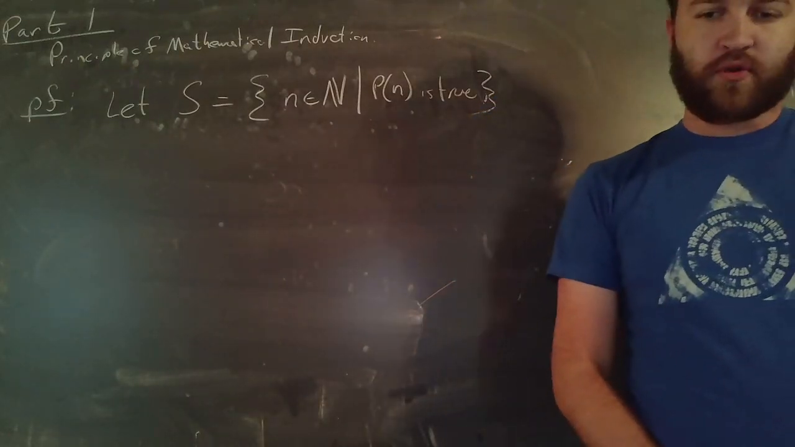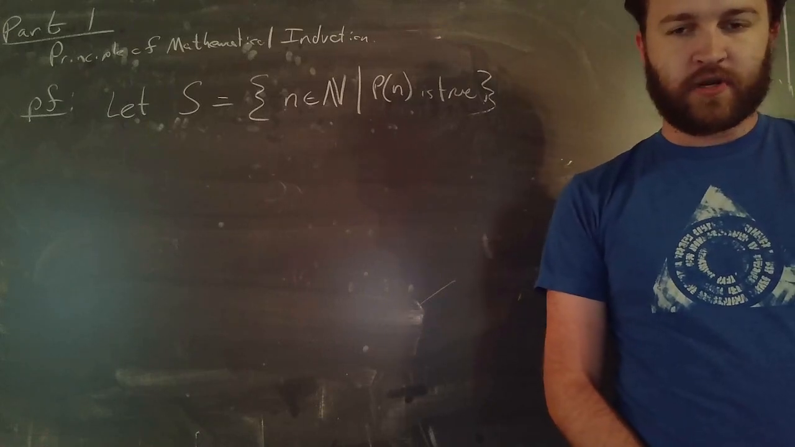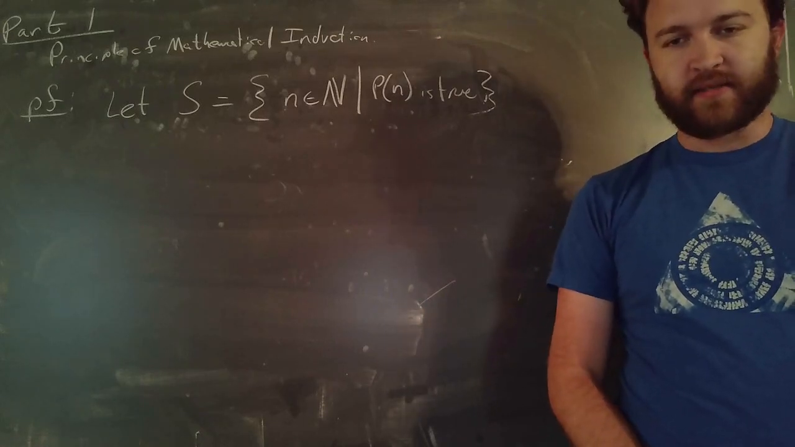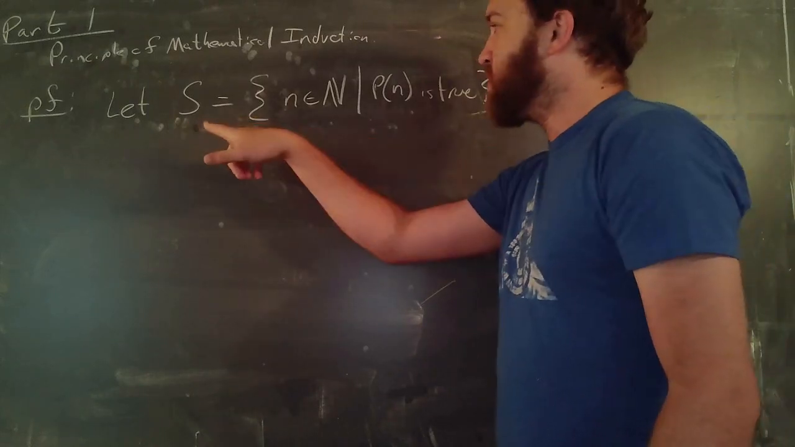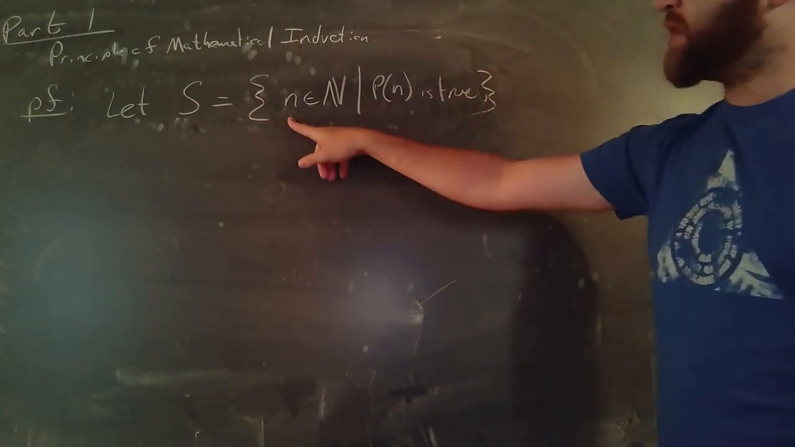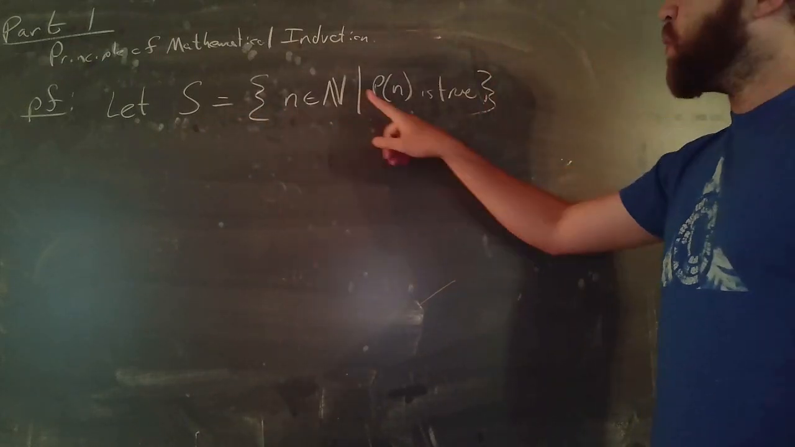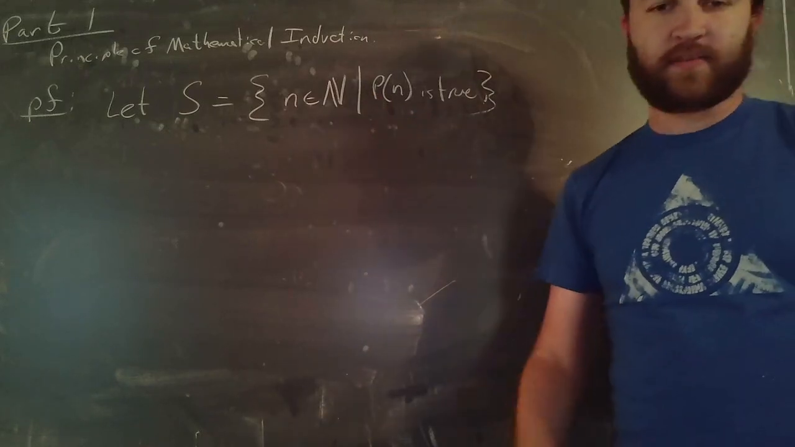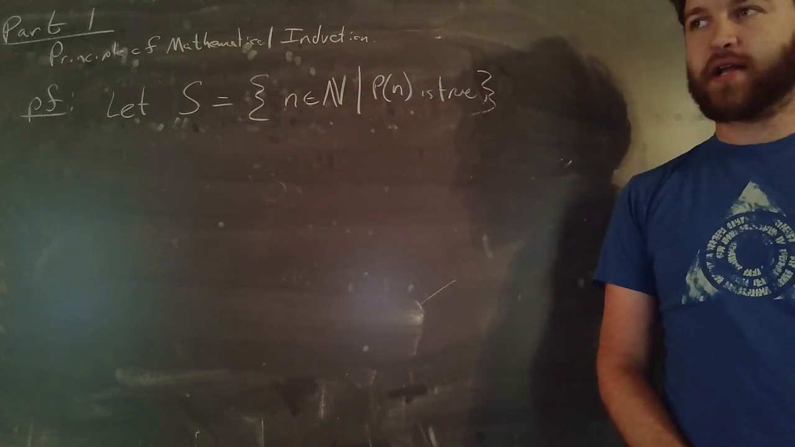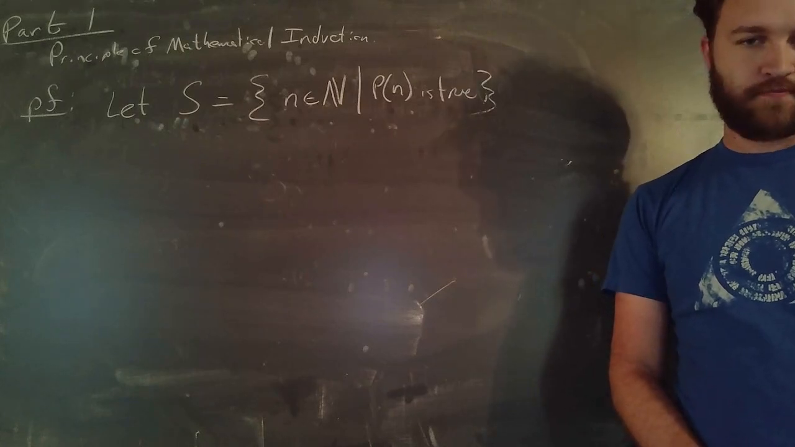Okay, so to begin proving mathematical induction, we first need to bring an object into existence. And that object is this set, which we will denote S, which is equal to the set of the natural numbers where P of n is true. In other words, this is all the possible things that I could plug into our given statement that will make it true.